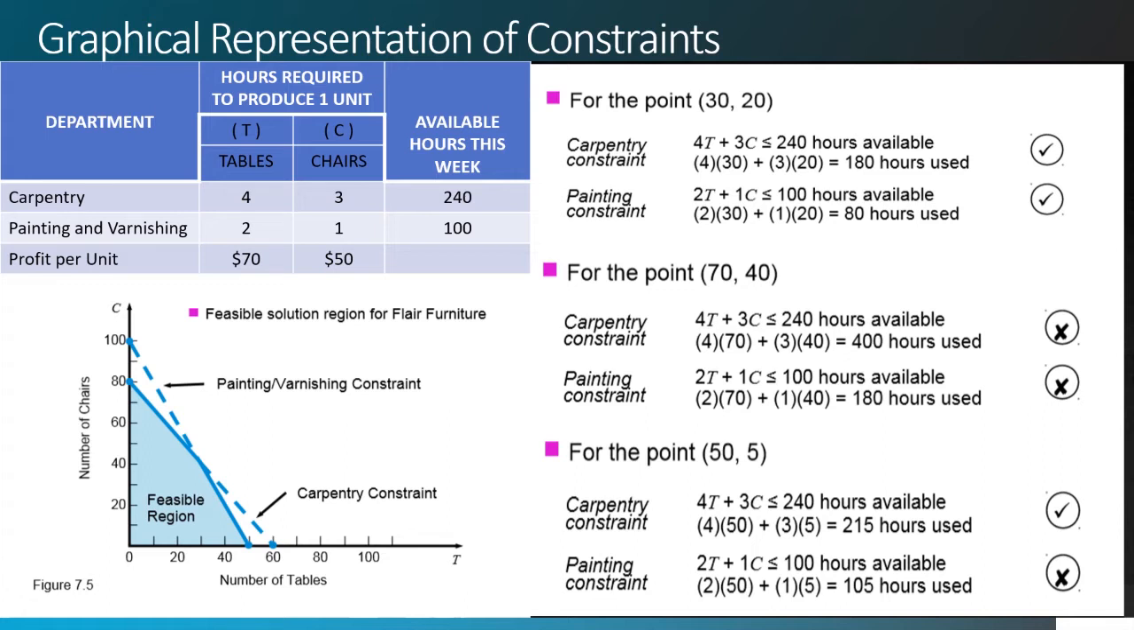The same with 50 tables and 5 chairs. It's within the hours available for carpentry, because if they manufacture 50 tables and 5 chairs, hours used is 215 and the available is 240. So it's within the available hours. But under painting, the hours available is only 100, but if they manufacture 50 tables and 5 chairs, they will use 105 hours.